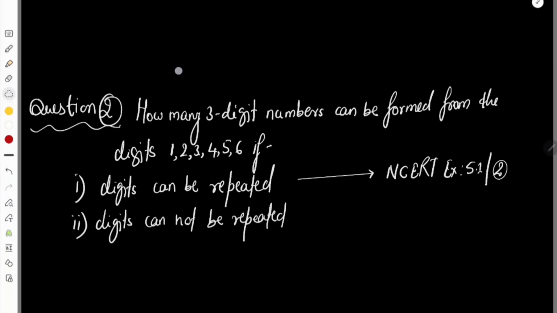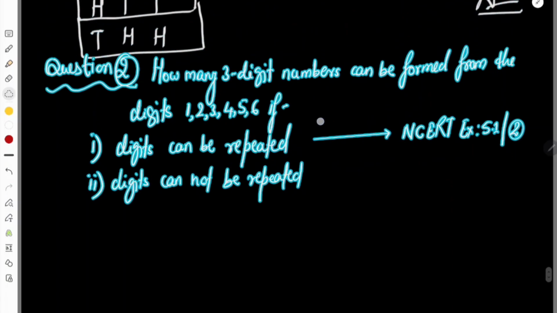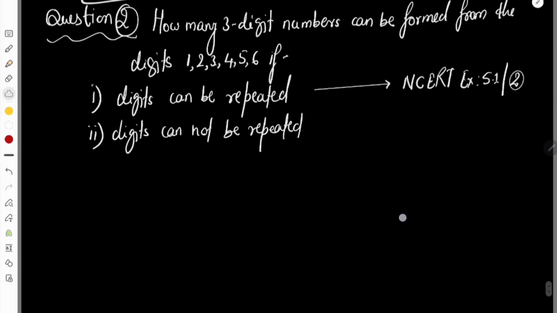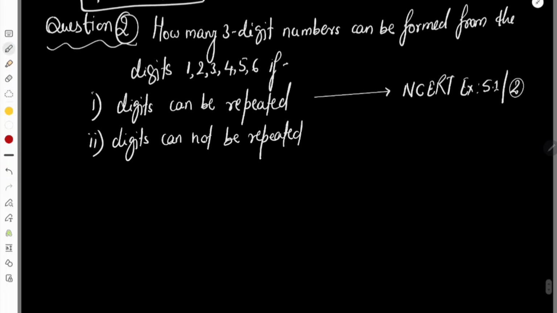We'll take the next question. What is it saying? It is also related to an NCERT problem. Let's see. The next problem is saying: how many three digit numbers can be formed from the digits 1 2 3 4 5 6 if the digits can be repeated? Okay, so digits can be repeated means what? That three digit number you want to make, and you want to use the digits 1 2 3 4 5 6.